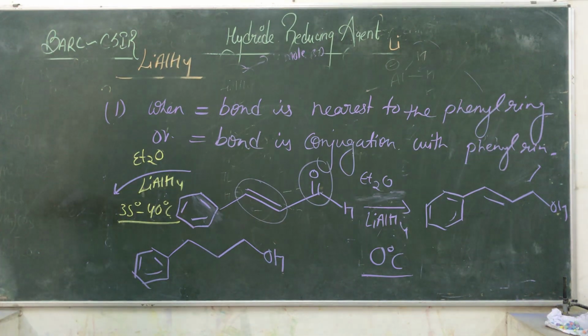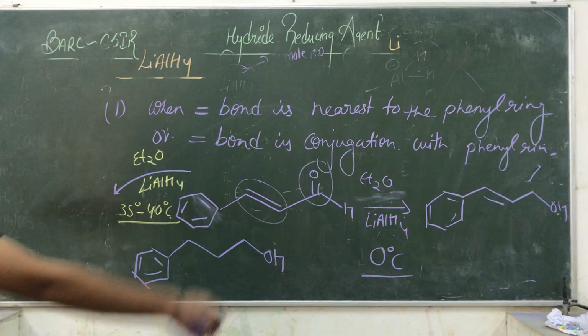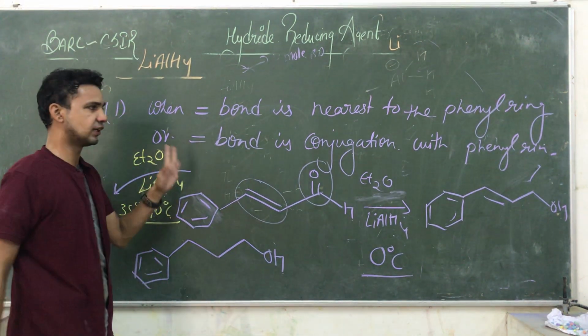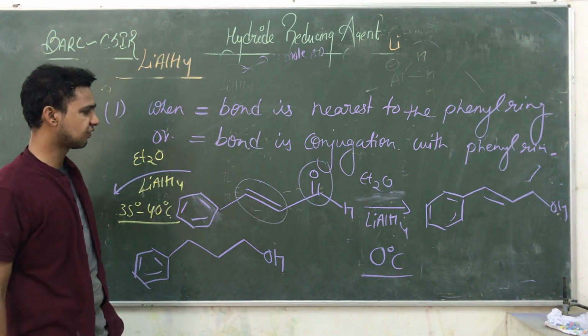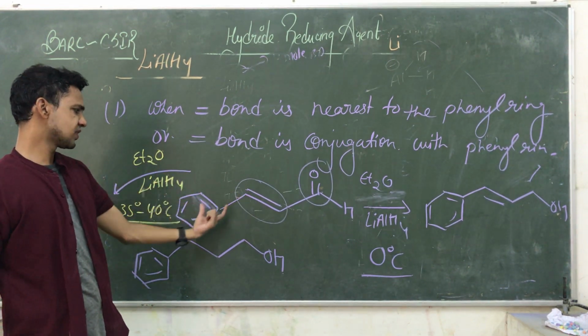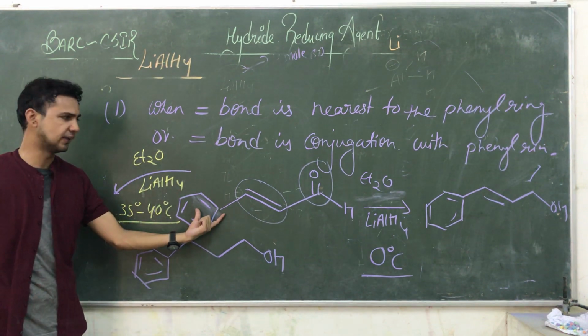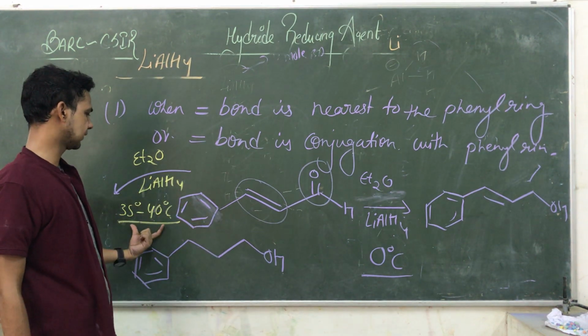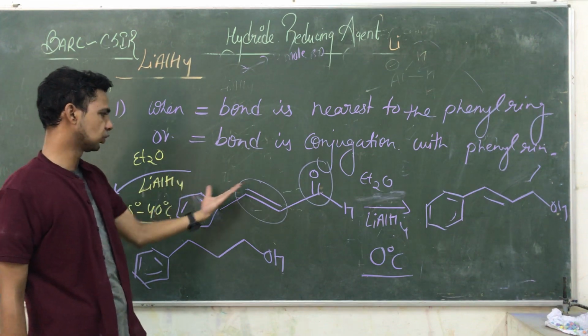So those are the two conditions in which the reaction takes place, in which you are getting only which kind of functional group, OH. So that is the condition in which the double bond is affected. When the double bond is nearest to or in conjugation with the benzene ring and the temperature should be like this, they affect in both cases.